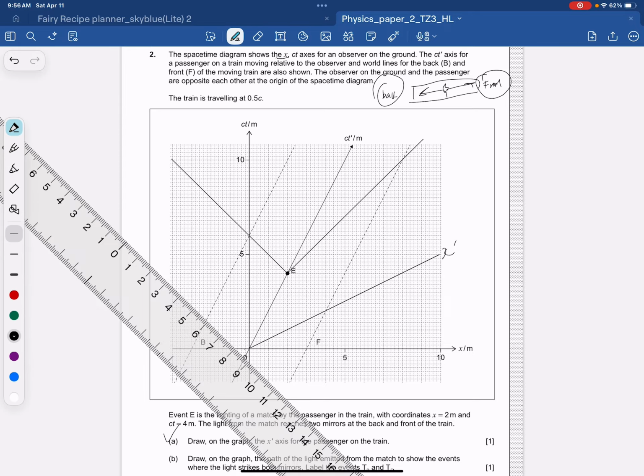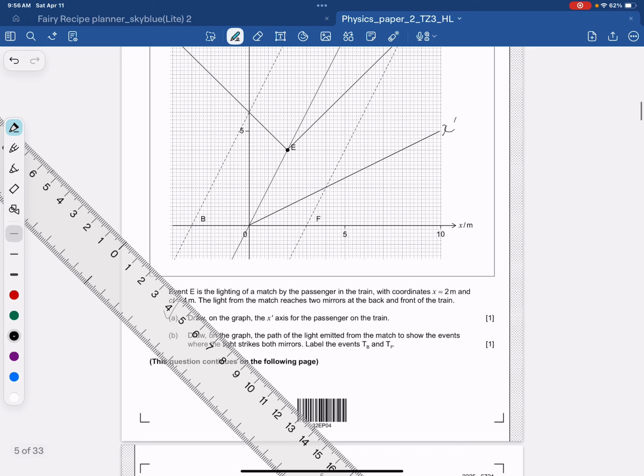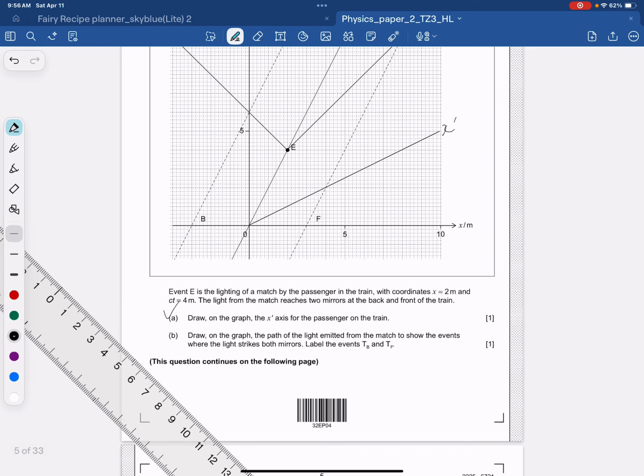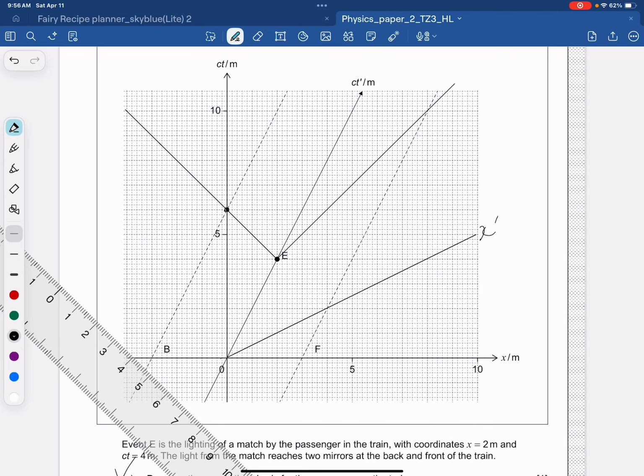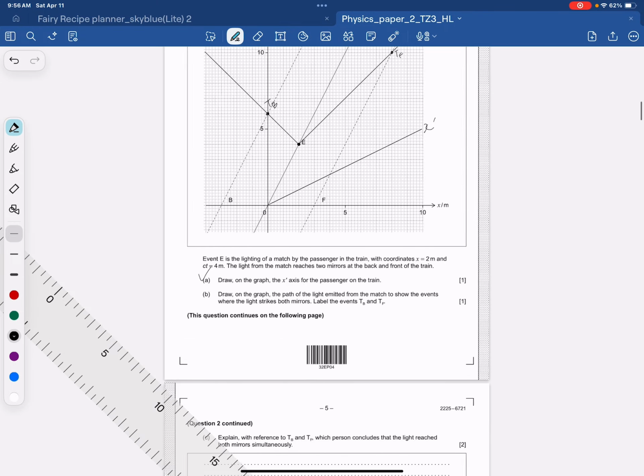Okay, and now they say to label the path of the light, show the events where the light strikes both mirrors, and label the events TB and TF. This light here is going to the back of the train, so it strikes the back mirror. This is TB. On the other hand, this is TF. Okay, that's this question done.